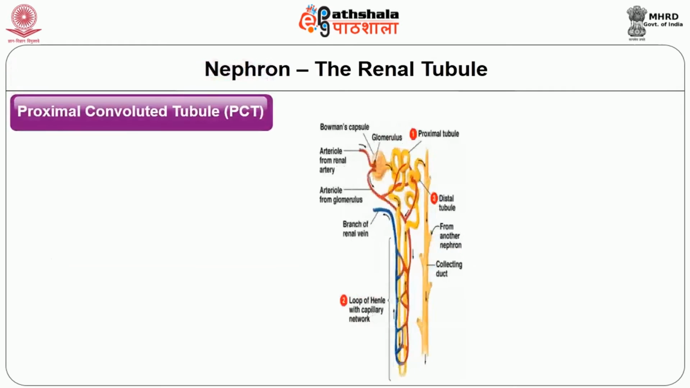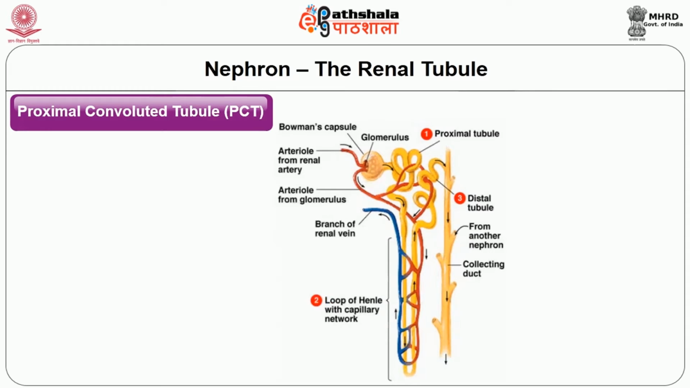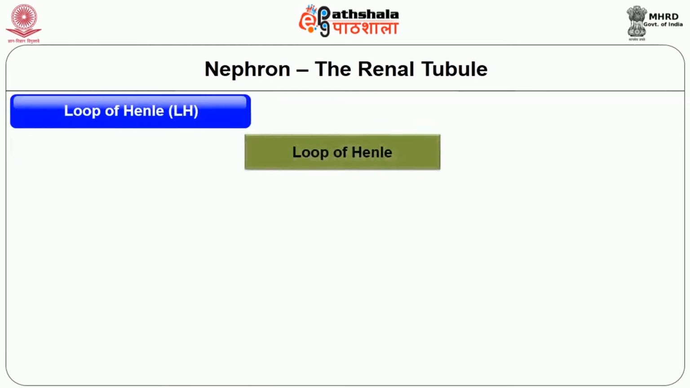The proximal convoluted tubule is the coiled portion of the renal tubule arising from the Bowman's capsule. It is situated in the cortex. It is continued as a descending loop of Henle. It is 14 mm long and has a diameter of 55 microns. Next is the loop of Henle.